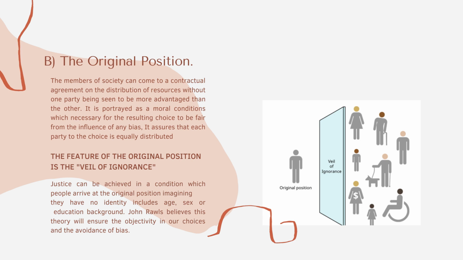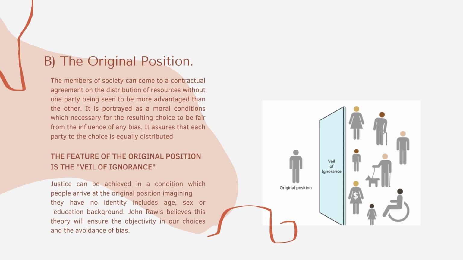The second structure behind this background of the theory is the original position. It is a moral condition necessary for the resulting choice to be fair, free from the influence of any bias. It assures that each party to the choice is equally distributed, with none enjoying greater power. A feature of the original position is the veil of ignorance, which prevents arbitrary facts about citizens from influencing the agreement among their representatives. For instance, in the original position they imagine they have no identity regarding age or sex. In this way, they reduce their bias and self-interest.